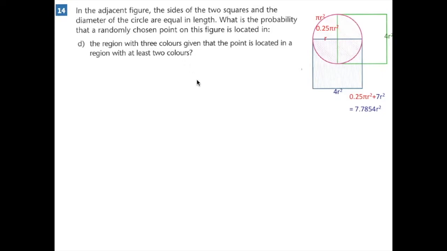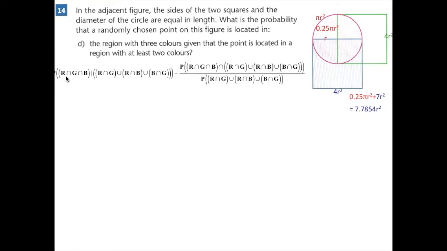14d, the region with 3 colors, given that the point is located in a region with at least 2 colors. The probability that the region has 3 colors, that's red and green and blue, given that it's located in a region with at least 2 colors. So 2 colors, so red and green, or red and blue, or blue and green. The probability of red and green and blue intersecting the red and green, or red and blue, or blue and green. So what is red and green and blue?